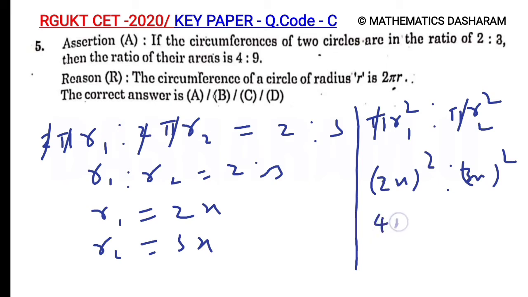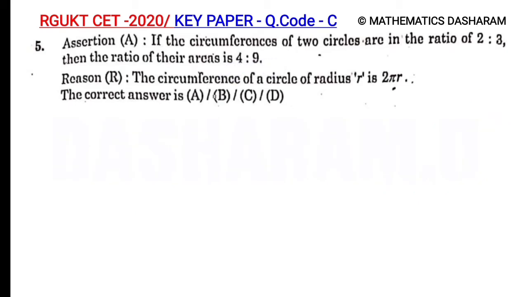So then 4x square is to 9x square. So 4 is to 9. So here also given same. So then assertion is correct. Next, reason: the circumference of a circle of radius r is 2 pi r. So we used the same formula in this assertion. So definitely reason R is also correct.